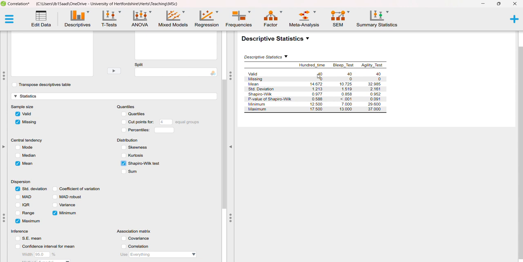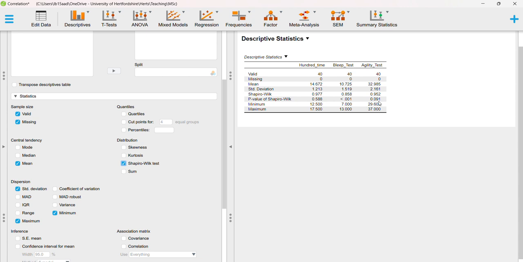So now if you look at the table, you can see we've got mean, standard deviation, Shapiro-Wilk, and this is the value that you get for the Shapiro-Wilk test, but what I'm interested in is the p-value underneath it. So for the 100 metre time, it's not significant, which means the data is normally distributed for 100 metre times. The bleep test is significant, which means it's not normally distributed, and the agility test isn't significant, so it is normally distributed.